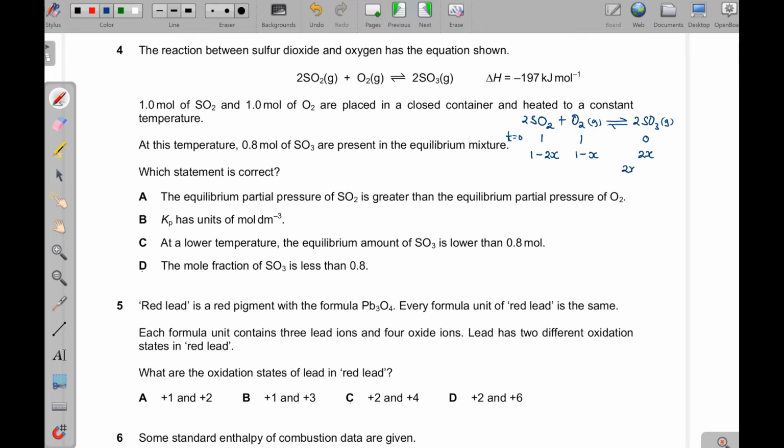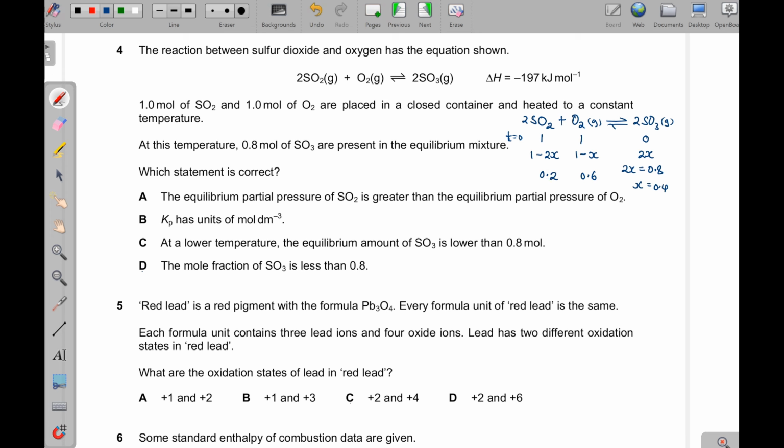So 2x here, you equate it to 0.8. Remember at equilibrium, they told us this one here. That means x is going to be 0.4. Then 1 minus 0.4, this one will be 0.6. And then 1 minus 0.8, we shall have 0.2.